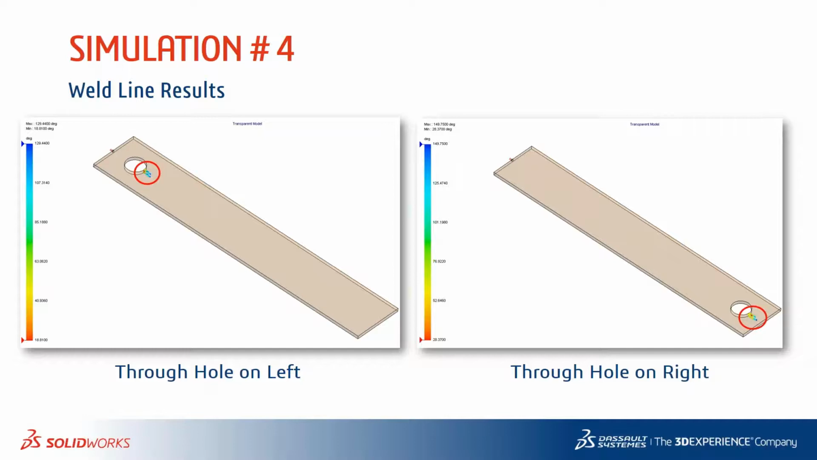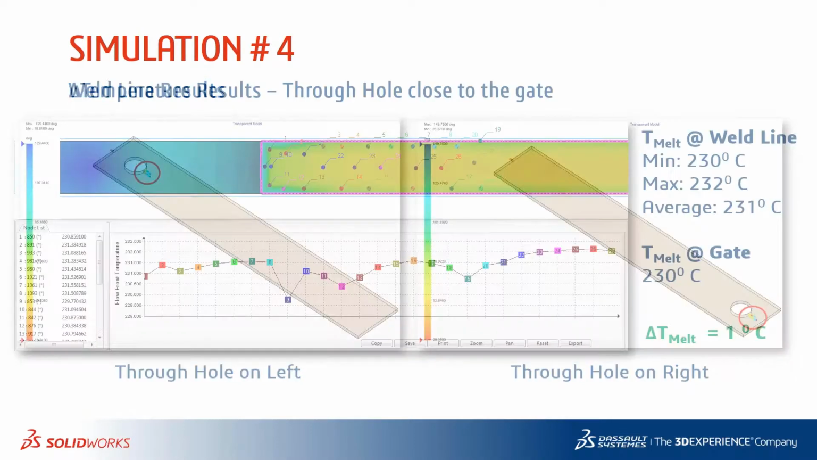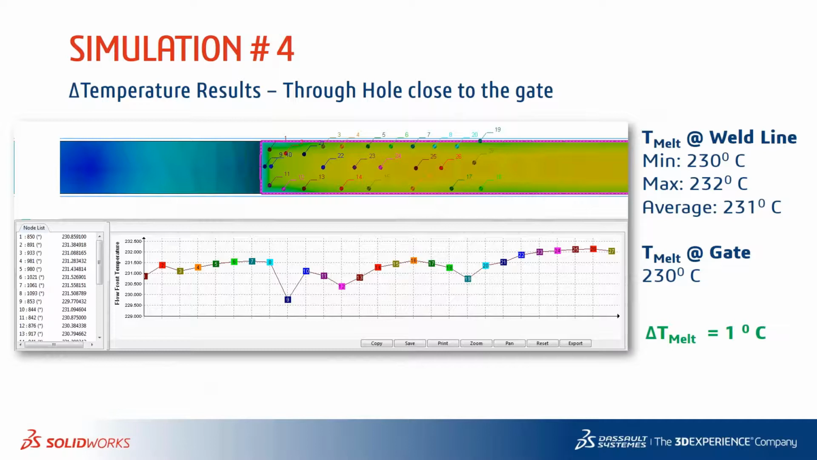So what we want to do is take these results and investigate like we have done earlier. Just take a cross section where you have those weld lines and investigate the flow front temperature. So when we have the through hole close to the gate, these are some of the results. The average temperature along that cross section is about 231 degrees Celsius, and the melt temperature at the gate is 230 degrees Celsius, resulting in a delta temperature of 1 degree Celsius. So that's really good. This weld is going to be really strong, or the integrity of the weld is going to be as expected.